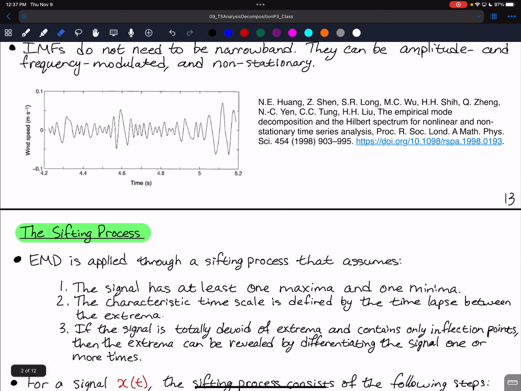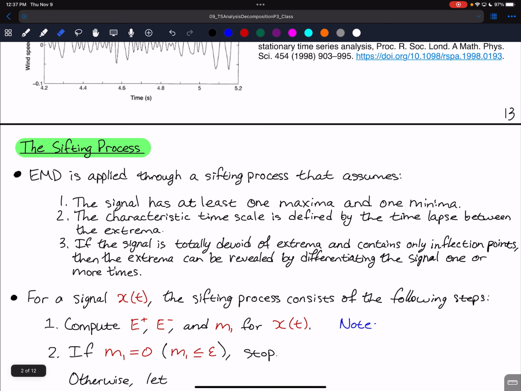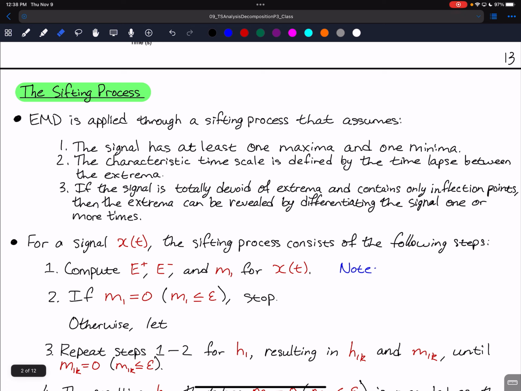All right, so what I want to talk about is how we apply EMD. Then I have some pictures of how that process works, and then I'll show you some examples of what an IMF looks like when this process is applied to a signal. EMD is applied through a sifting process that assumes the following. First, the signal has at least one maxima and one minima. This is pretty much always guaranteed when we're studying some type of oscillatory vibration signal.